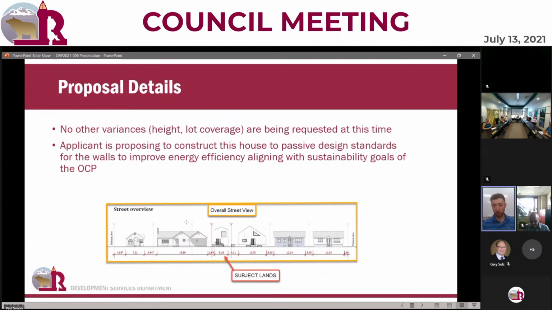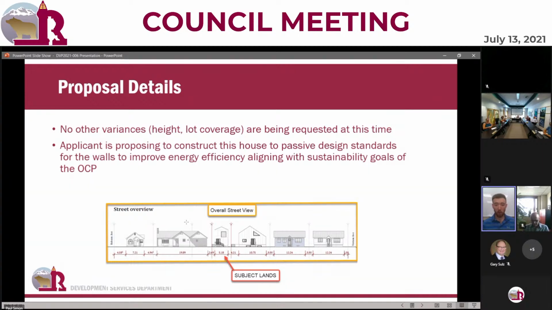So with respect to other zoning regulations, such as maximum height requirement, which is 10 meters, or maximum lot coverage, which is 40%, there's no other variances that are being requested at this time. And part of the proposal is the applicant is looking to construct this house with passive design standards for the walls to help improve energy efficiency, which does align with the sustainability goals of the OCP.